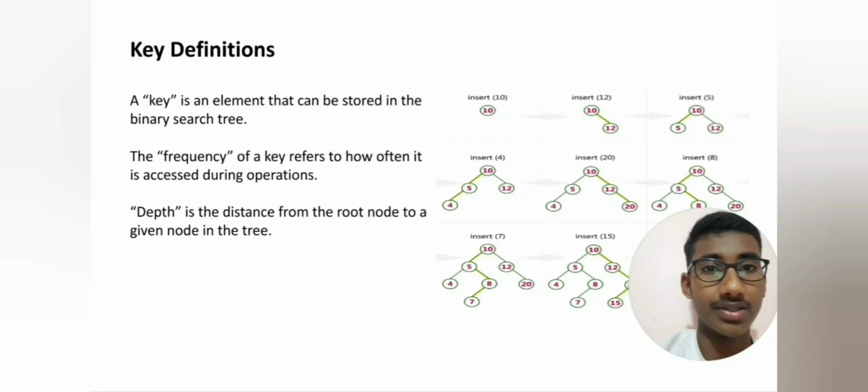Next, key definitions. A key is an element that can be stored in the binary search tree. The frequency of a key refers to how often it is accessed during operations. Depth is the distance from the root node to a given node in the tree.